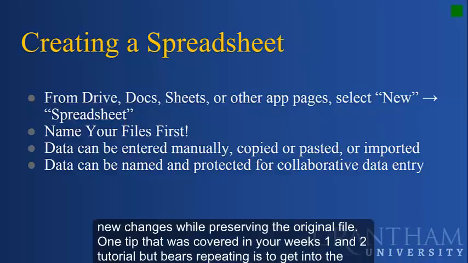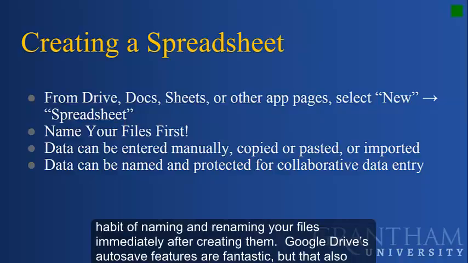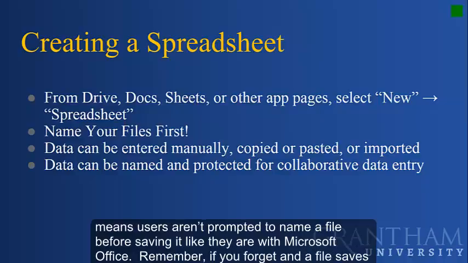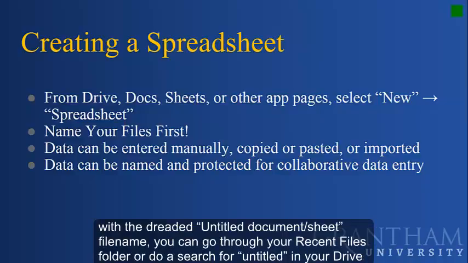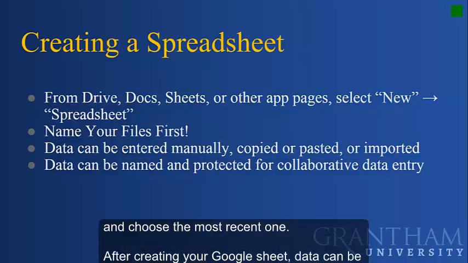One tip that was covered in your weeks 1 and 2 tutorials, but bears repeating, is to get into the habit of naming and renaming your files immediately after creating them. Google Drive's autosave features are fantastic, but that also means users aren't prompted to name a file before saving it like they are with Microsoft Office. Remember, if you forget and a file saves with the dreaded untitled document file name, you can go through your recent files folder or do a search for untitled in your drive and choose the most recent file.